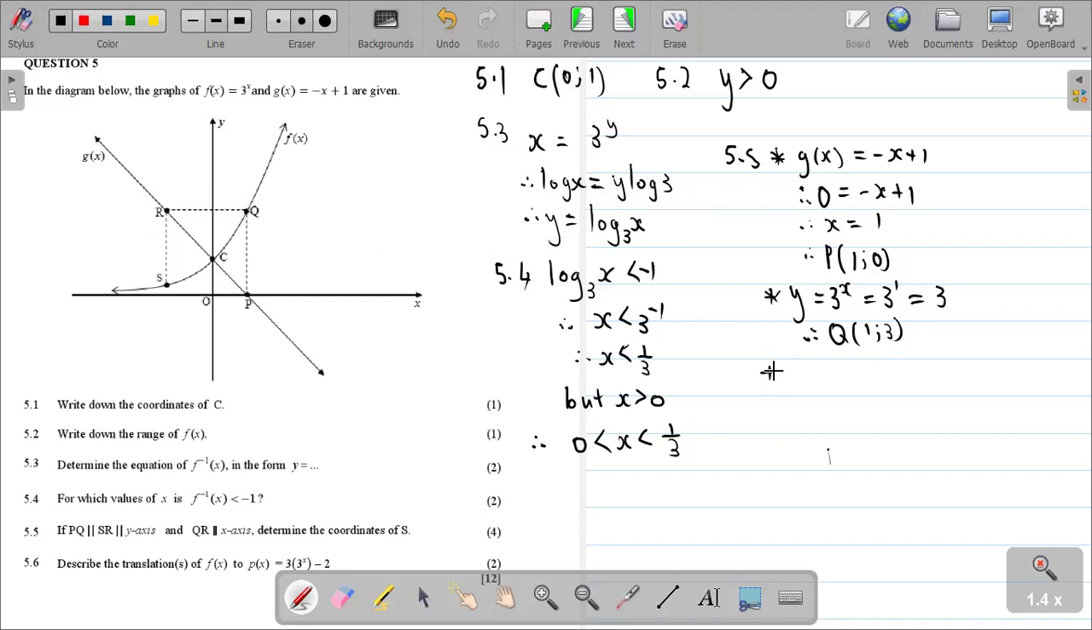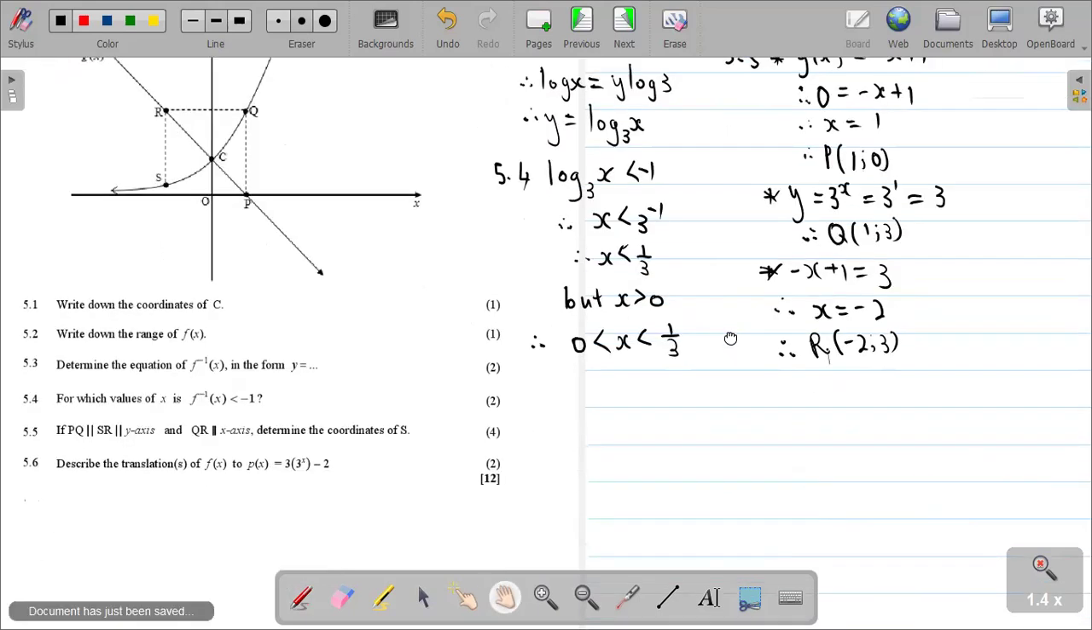And then we go to R, because we know the coordinates of Q here. So now we go to R. Again, we use the straight line here at R: negative X plus 1 equals 3, because at Q here, Y is 3. And then we can find X. So X is going to be equal to negative 2. Therefore, the coordinates of R are negative 2 and 3.